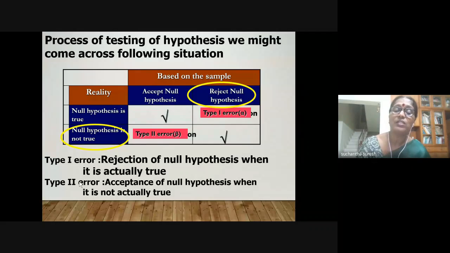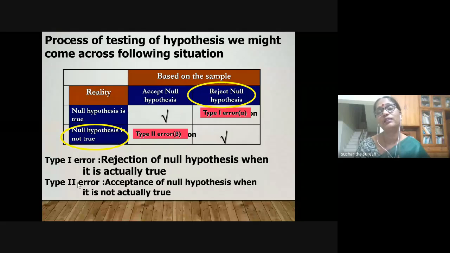That's type 1 error. What is type 2 error? Acceptance of the null hypothesis when it is not actually true. What's the meaning of that? You're saying there is no difference, but in reality there is a difference. For example, there is a difference in customer satisfaction between two companies or two sectors. Type 2 error says accept the null hypothesis; there is a difference, but you are saying that both are equally satisfied.